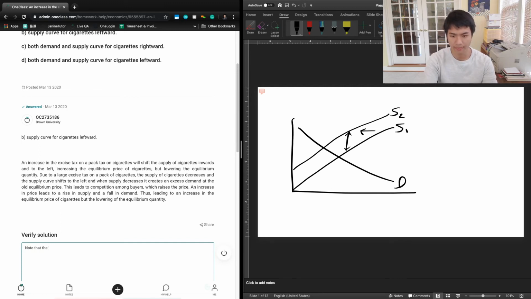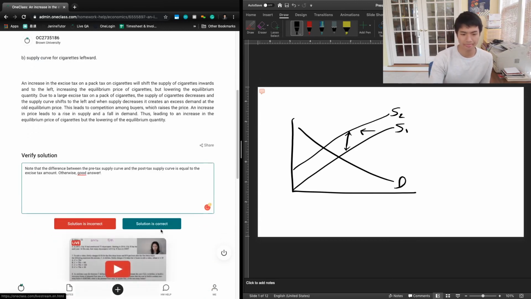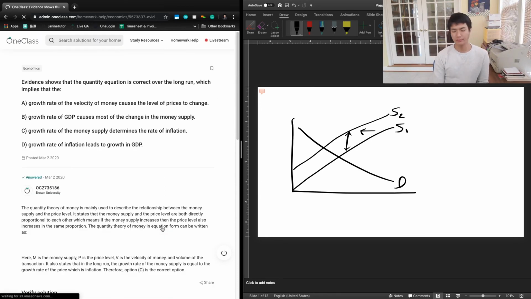So the difference between the pre-tax supply curve and the post-tax supply curve is equal to the excise tax amount. And so that's going to be important to note, but otherwise, yeah, good answer. Yeah, and the solution is correct.